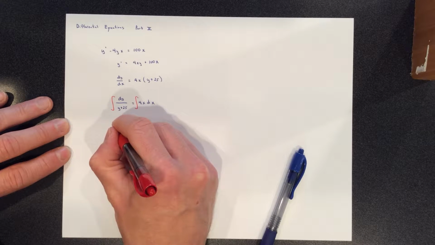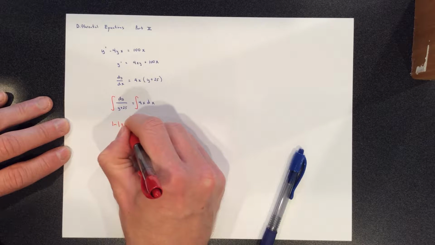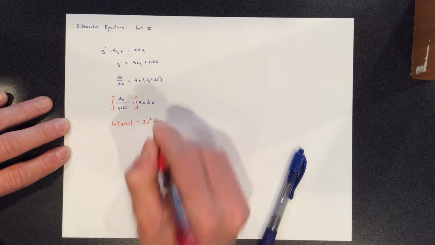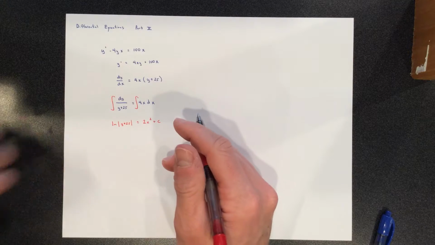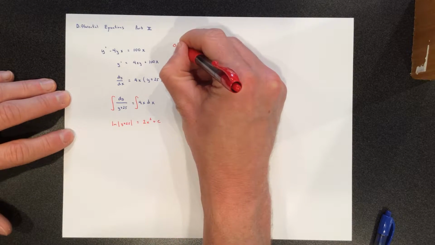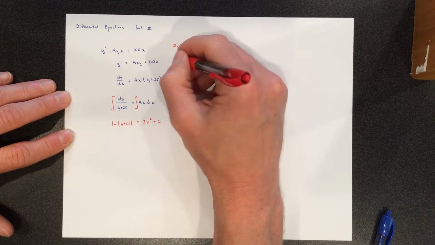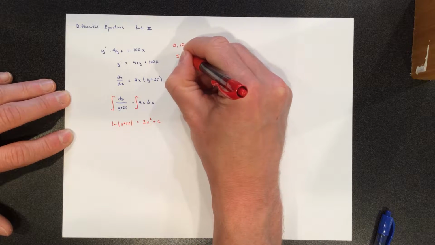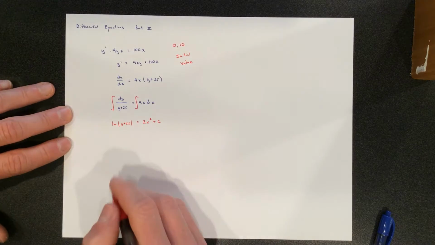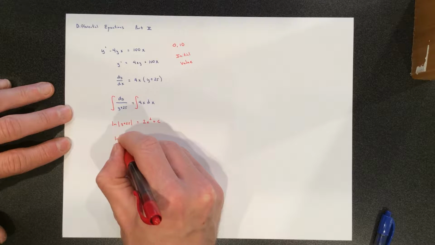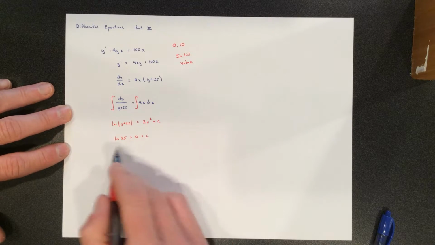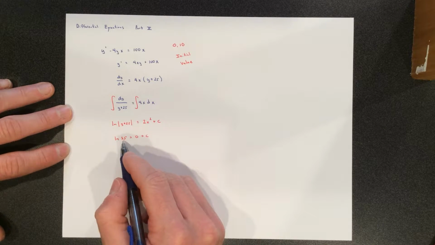The integral over here is the natural log of y plus 25. And over here I get 2x squared plus c. All right, let's pick some initial value. How about when x is 0, y is 10? So let's say we knew this initial value. And again, most of the time, these are all going to be initial value problems. Okay, so let's plug in y of 10. So this is the natural log of 35 equals 0 plus c. Cool, I know c now. Now I know that c is the natural log of 35.